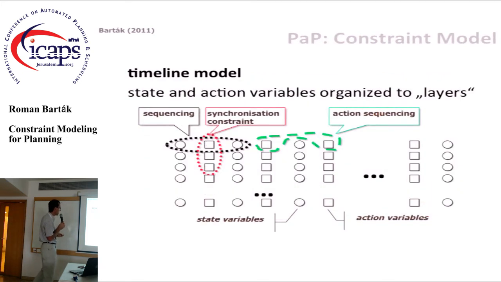That's perfect. Okay, so this is the PUP model. 3 types of constraints, as I described: the sequencing constraint between state and action, synchronization between actions in a single state, and a redundant constraint between 2 neighboring actions.